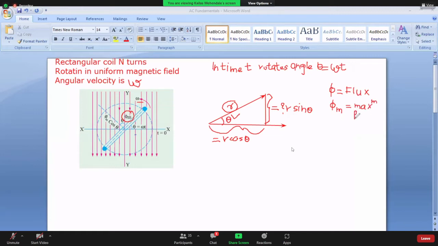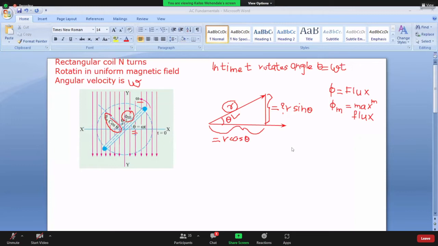Now, what we are trying to do over here in this derivation is find out how much is the flux which is linked with the coil when it is rotated by angle theta. So this is the flux phi. Now the coil is not in line with the lines of flux, so we want to find out this particular component of the flux phi.